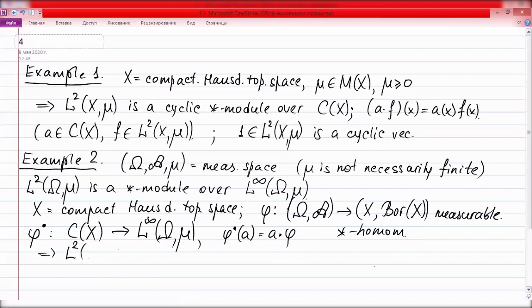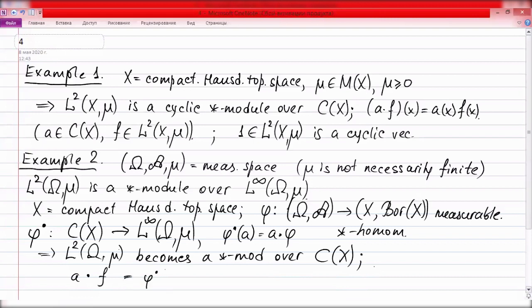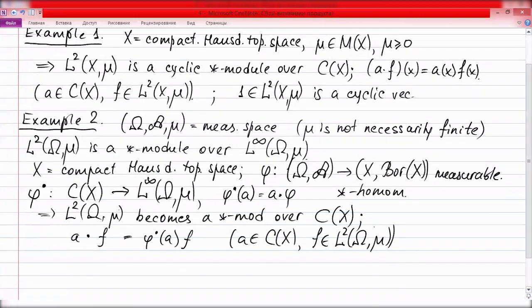So L2 of omega mu becomes a star module over C of X. And the action of C of X on L2 is given by the following formula. To act by A on F, we apply the homomorphism phi dot, and then take the pointwise product of phi dot of A and F. Here A is a continuous function on X, and F is an element of the L2 space.